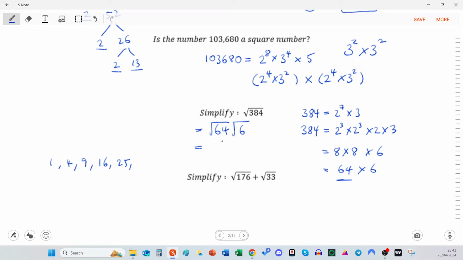And I write the 64 in front because that one becomes really nice. The square root of 64 is 8. And that's done. We've simplified it because we've made the number under the surd the smallest possible.